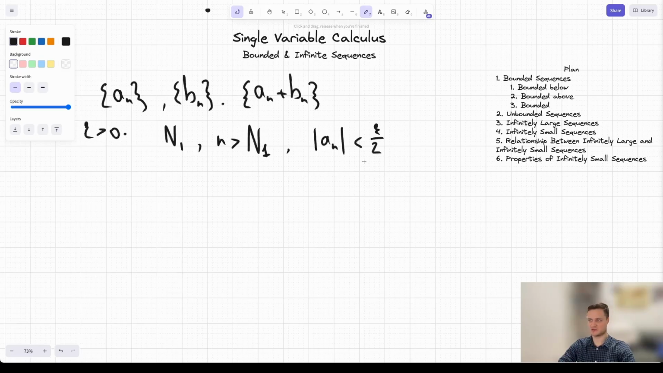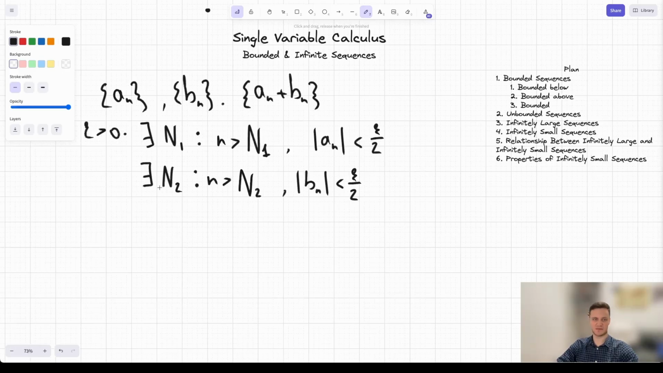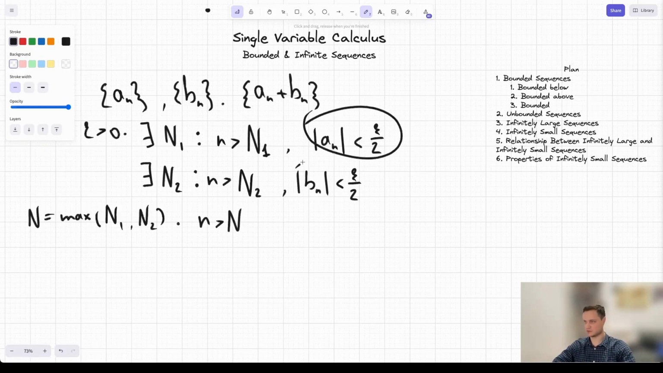We can take any arbitrary number because of the definition of an infinitely small sequence. In the same way, there exists some n2 after which the indexes n of the elements will satisfy this inequality. Let's take n as the maximum of both these natural numbers, n1 and n2. Then, for all indices, natural numbers more than n, both this works and this works. And now we need to consider their sum.